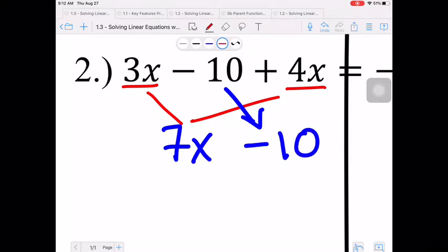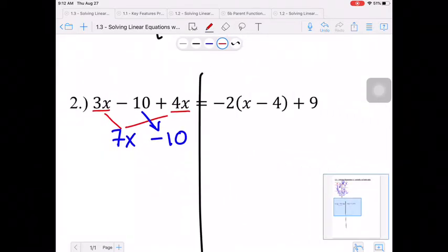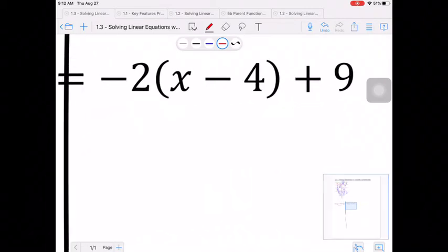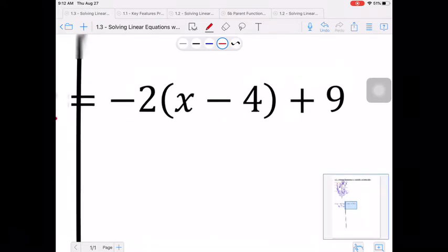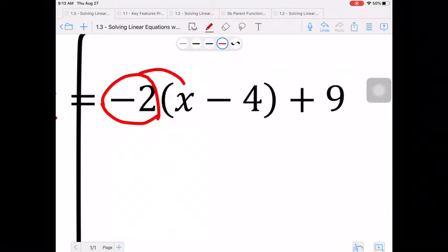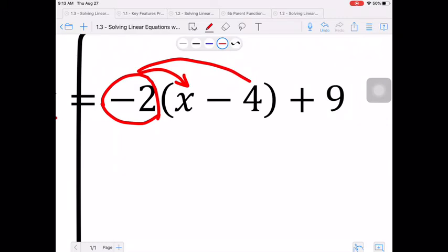Cool. Now, let's go to the right side. So on the right side, I got a few things. First of all, I can see already that I have a parenthesis, which means I'm going to have to distribute. So I'm going to go ahead and do that. Now, notice that the 2 has a negative in front of it, which means that if you distribute that number, you also got to distribute a negative. So I'm going to distribute negative 2 into x and negative 2 into negative 4. And let's see what I'm left with.